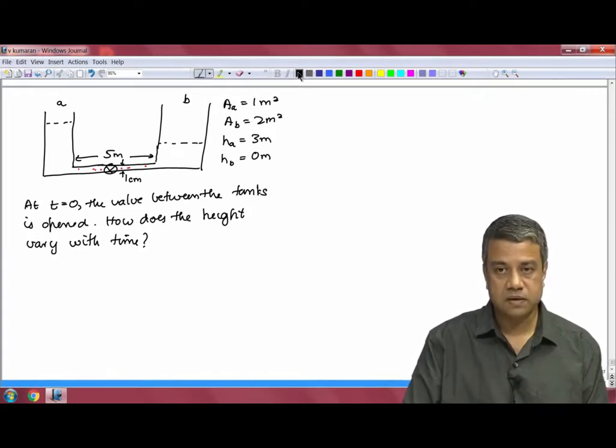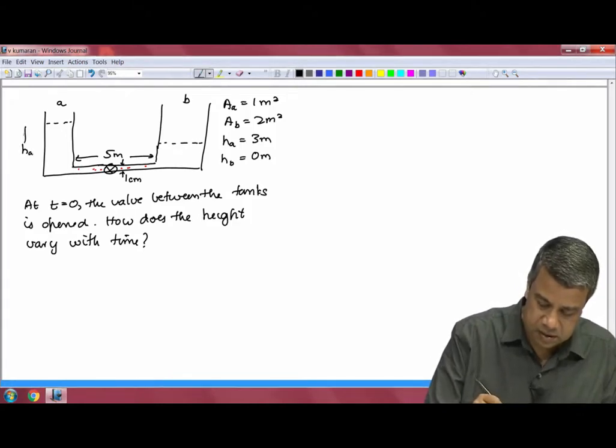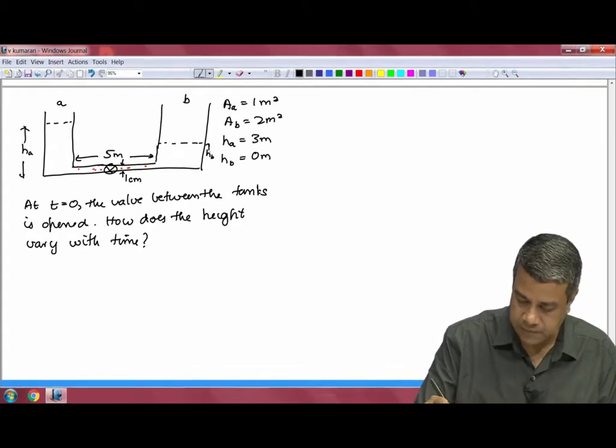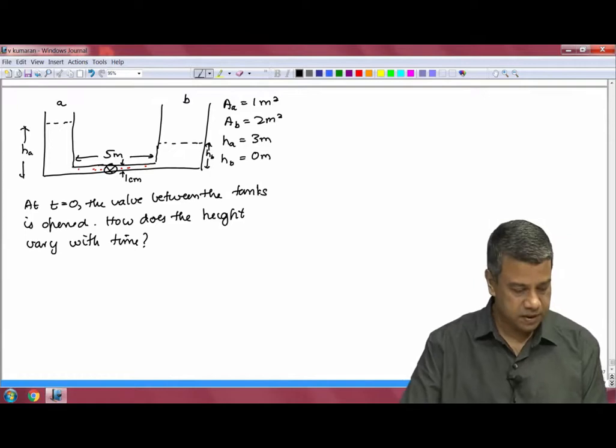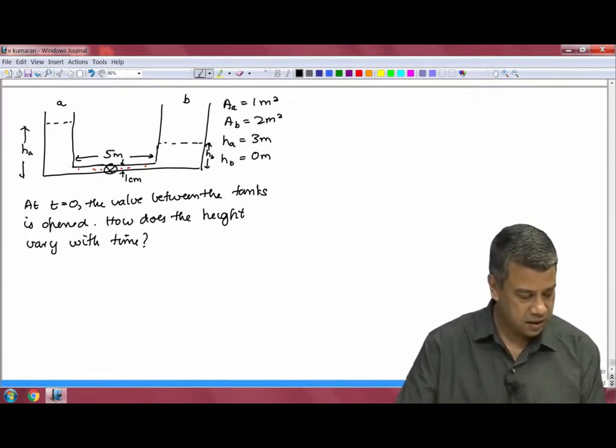First, we have to use volumetric balances in order to find out the relationship between the height in tank A and the height in tank B at any time. After the valve is opened, we have to use balances to find out the relationship between the height in tank A and the height in tank B.